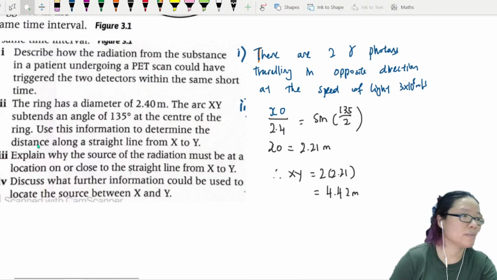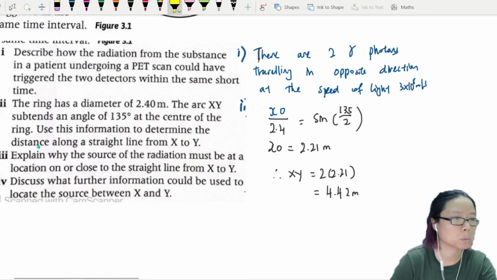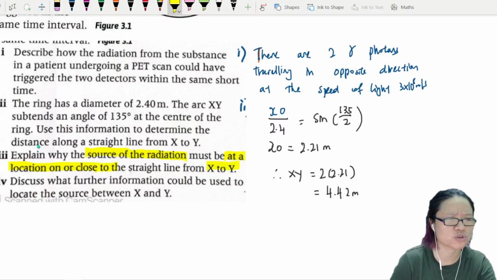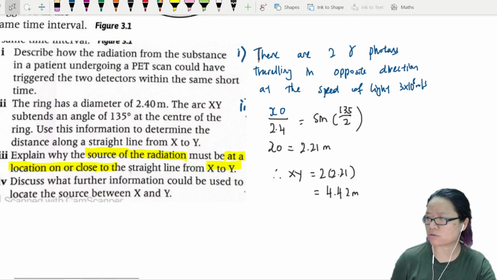All right. Part 3. Explain why the source of radiation must be at a location on or close to the straight line from X to Y. Why should the source of radiation be at a location on or close to the straight line from X and Y?